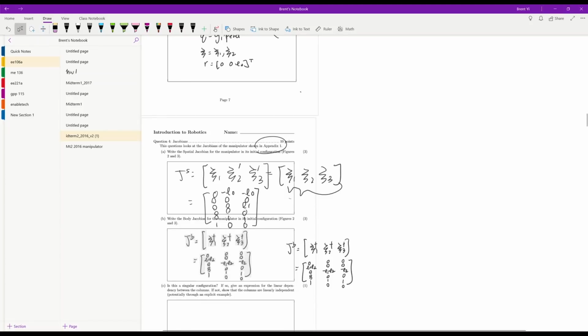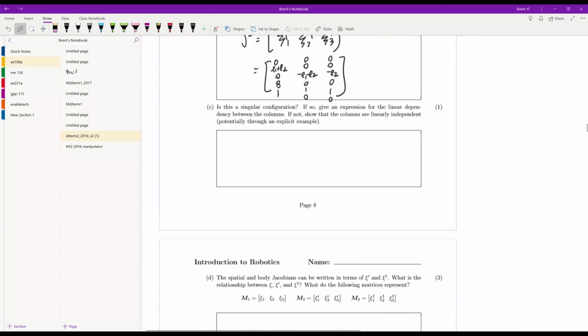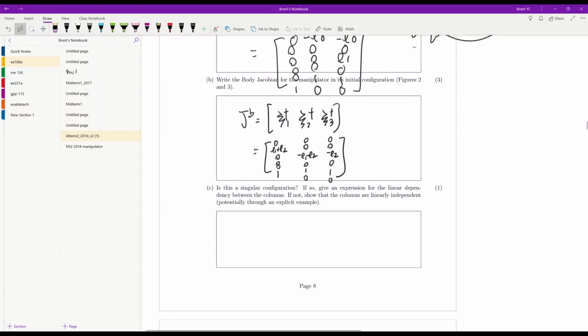There. So that's our body Jacobian. And so that's the answer to part B. And now we want to answer if this is a singular configuration or not. And if it is, we want to give an expression for the linear dependency between the columns.